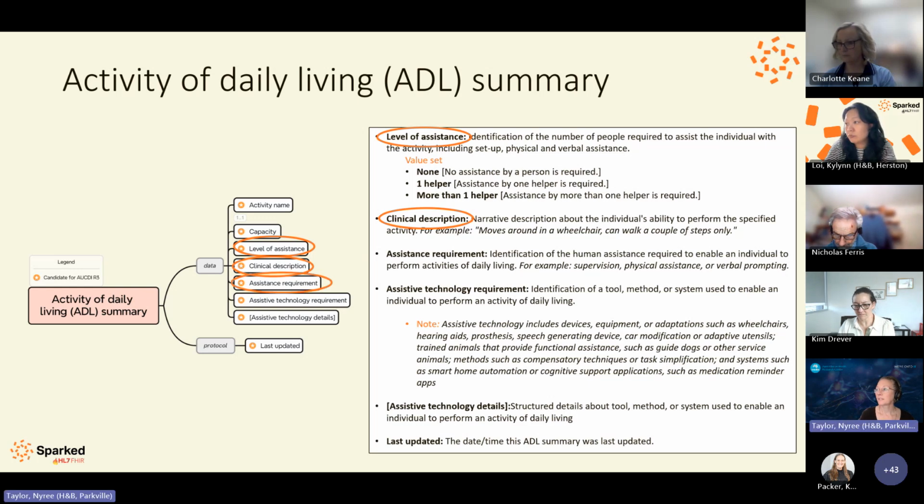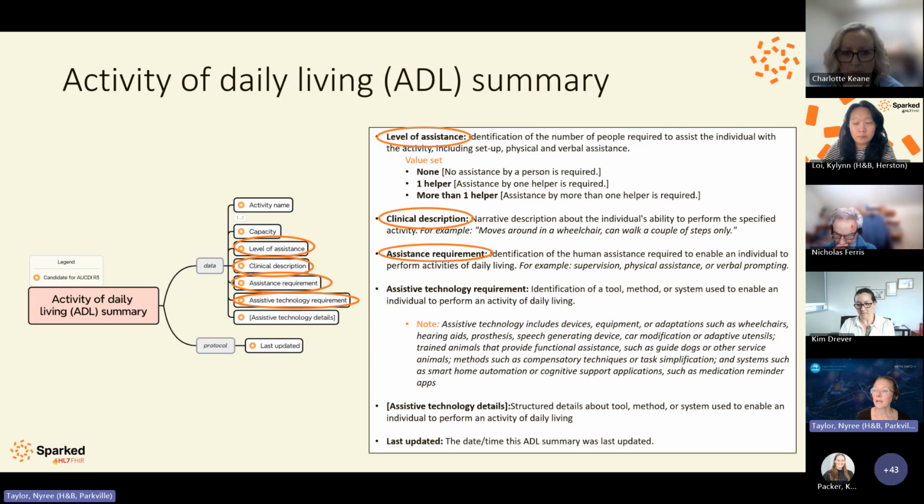And then we have the assistance requirement, which is the identification of the human assistance required to enable an individual to perform the activity of daily living. For example, we can include things there like, do they need supervision? Do they need some physical assistance? Do we need to describe what kind of physical assistance they need? Do they need verbal prompting, for example?